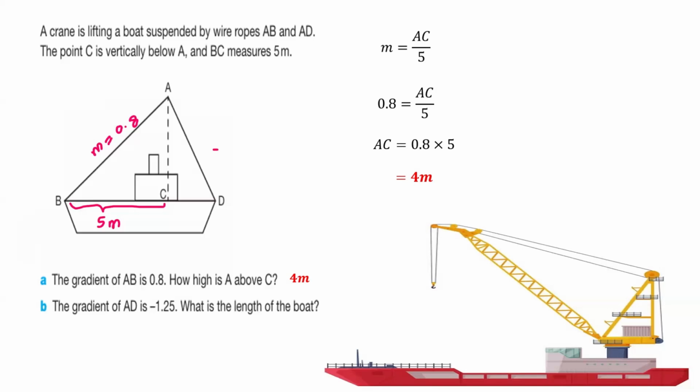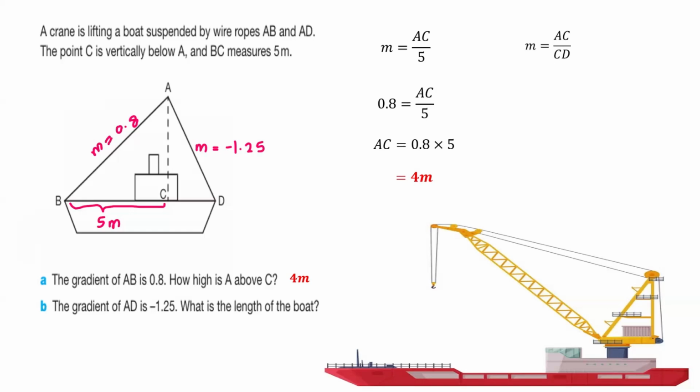Okay. Now let's move on to the second part. The gradient of AD is minus 1.25. What is the length of the boat? Now the gradient of AD is given as minus 1.25. We have to think of ACD as a triangle, and we need to find the CD part to find the total length of the boat.